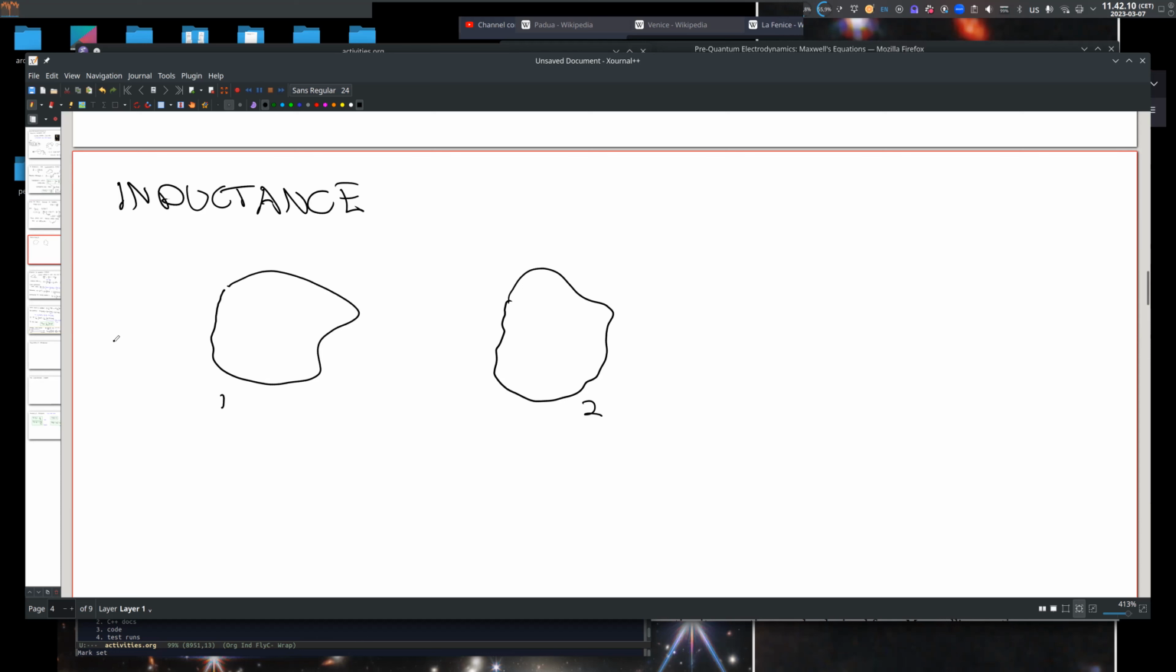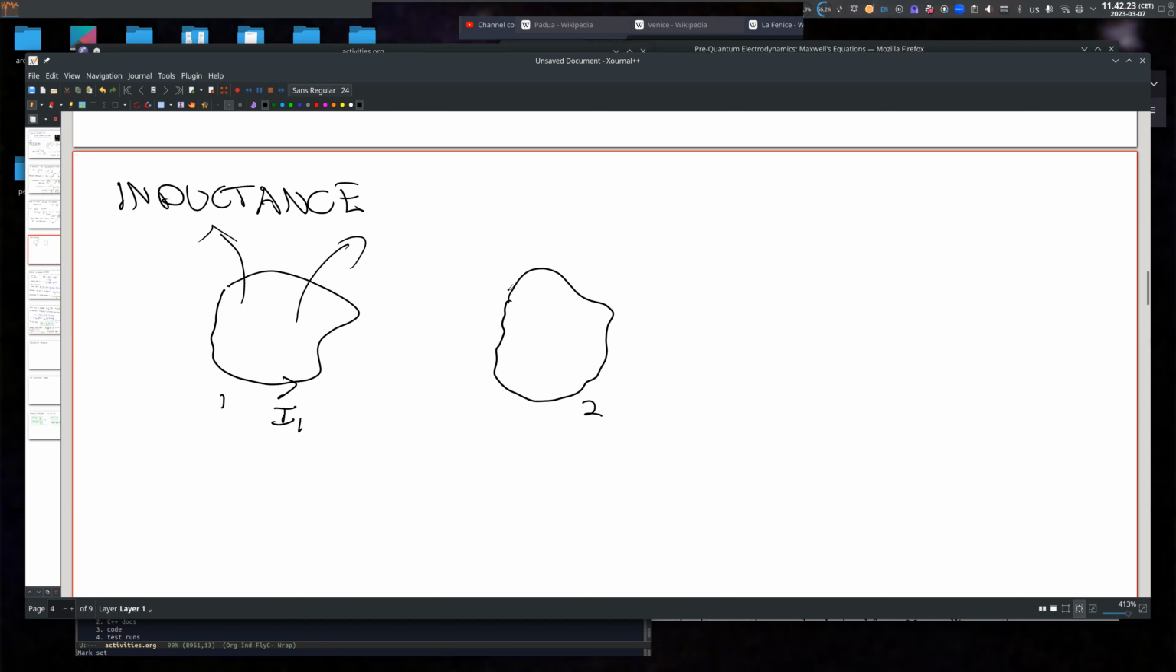And let's say that you have a certain current in the first loop, I1. So this will create some magnetic field coming out of the first one. And this magnetic field will induce a flux in the second one. So the flux in the second loop here can be written as the integral over the surface 2, dA2, of the field B1, which is created by loop 1.